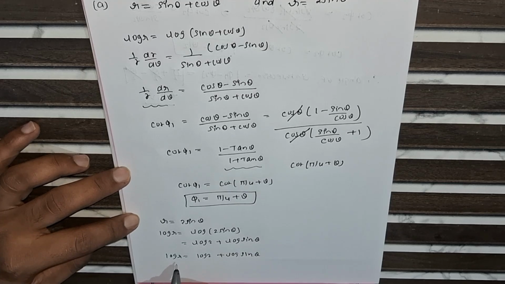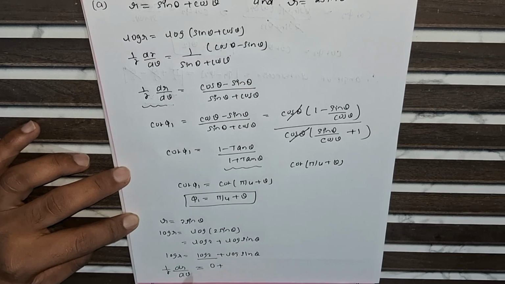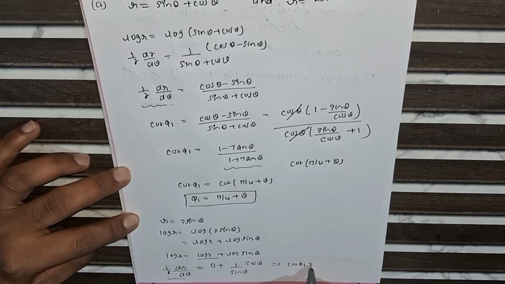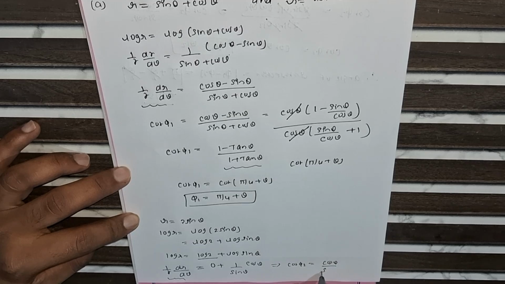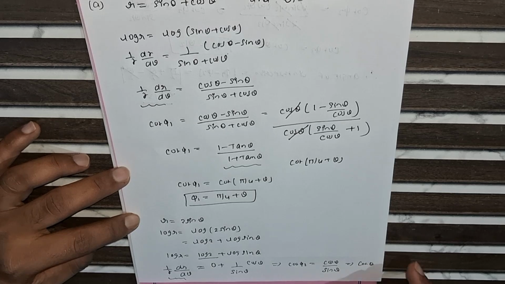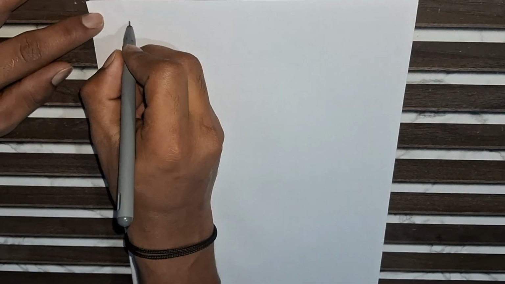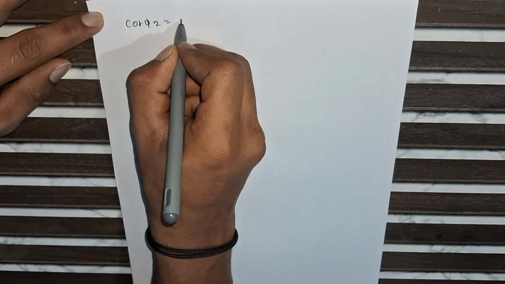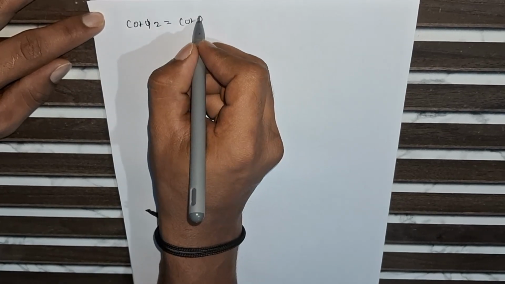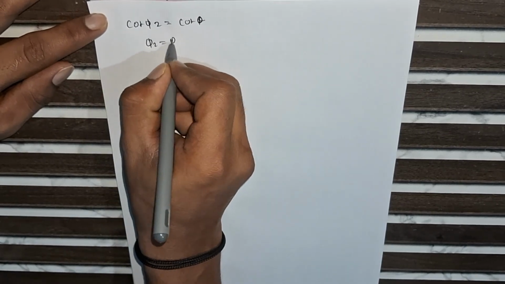Now differentiate this with respect to theta. 1 by r dr over d theta: this is a constant, so the differentiation is 0, plus 1 by sin theta, and sin theta differentiation is cos theta. This is nothing but cot phi 2, which is equal to cos theta by sin theta, which is cot theta. So cot phi 2 equals cot theta, so phi 2 equals theta.